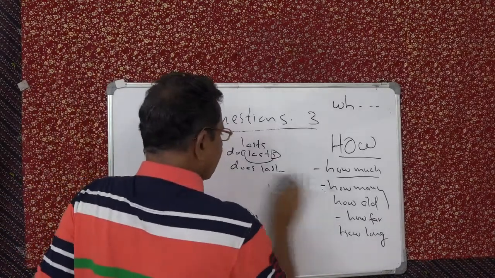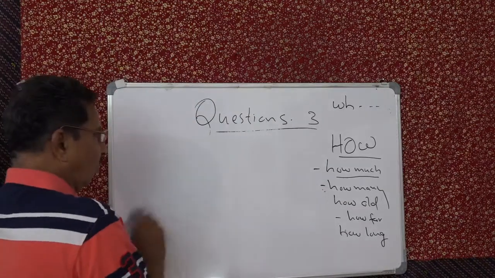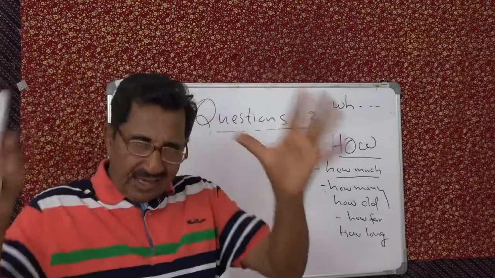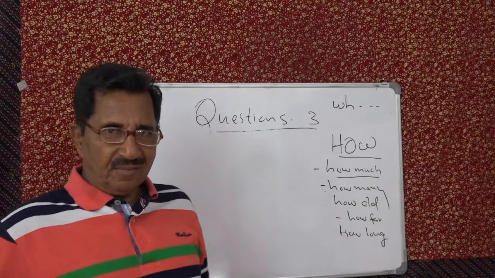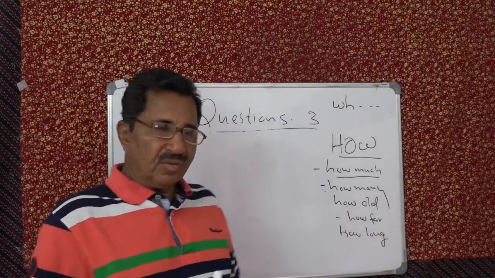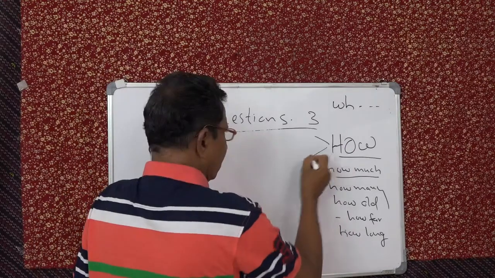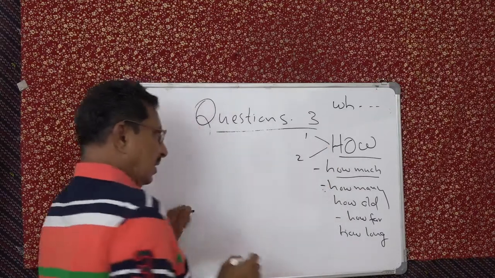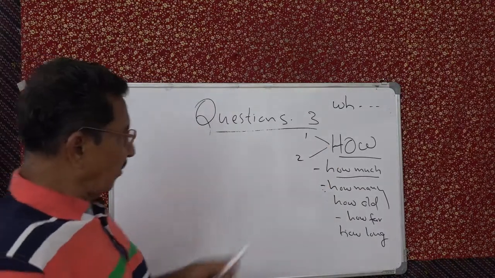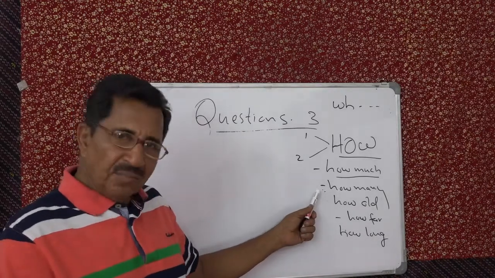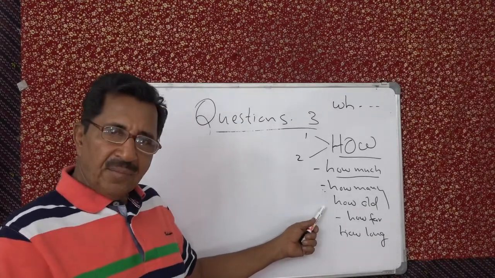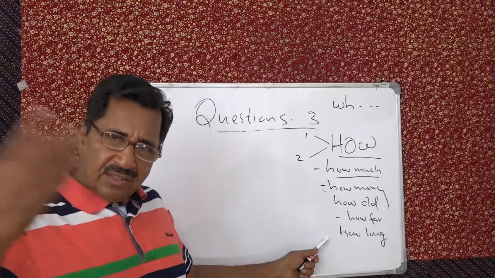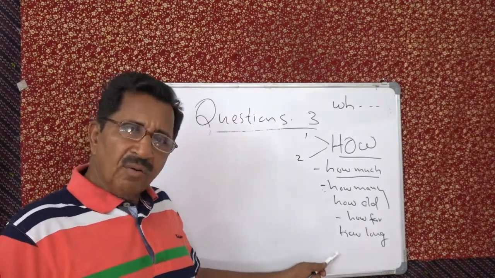Understand? So this is how. So you can see how you can ask about the general condition. So how was the party? You can say, how do you go to school? So there are two uses here. One, two. This is the general condition, and this is the way you go, isn't it? And then how much quantity? How much money do you want? How many books do you want? How old are you? How far is the church? How long will it take?